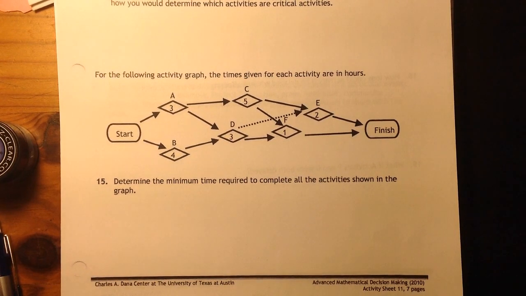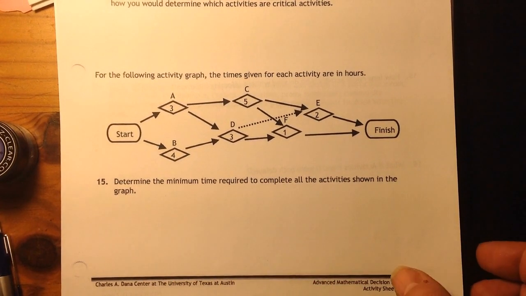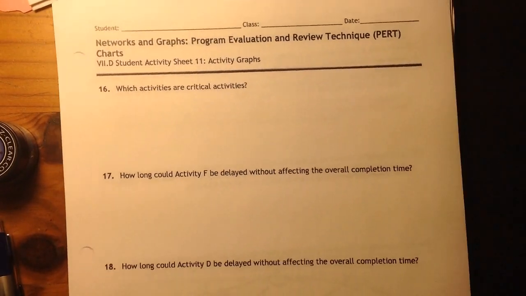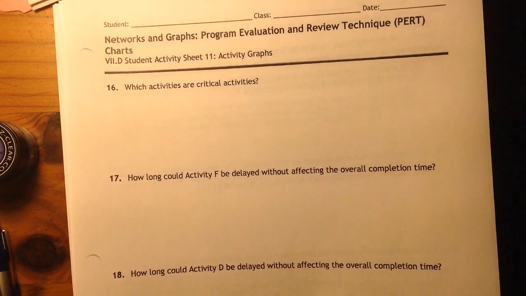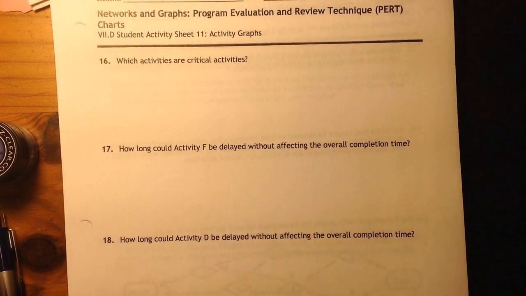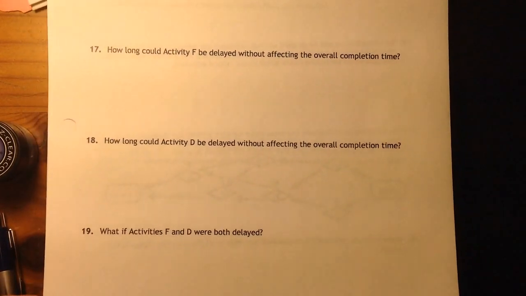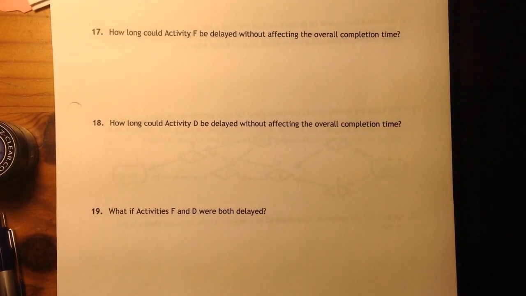So you've got several questions asking about this graph. It goes from 15 up through 19. Number 15 says determine the minimum time required to complete all the activities shown in the graph. Number 16, which activities are critical activities? It discussed that on number 14 if you don't remember. Number 17, how long could activity F be delayed without affecting the overall completion time? Number 18, how long could activity D be delayed without affecting the overall completion time? Number 19, what if both F and D were both delayed? All right, what's the situation there?